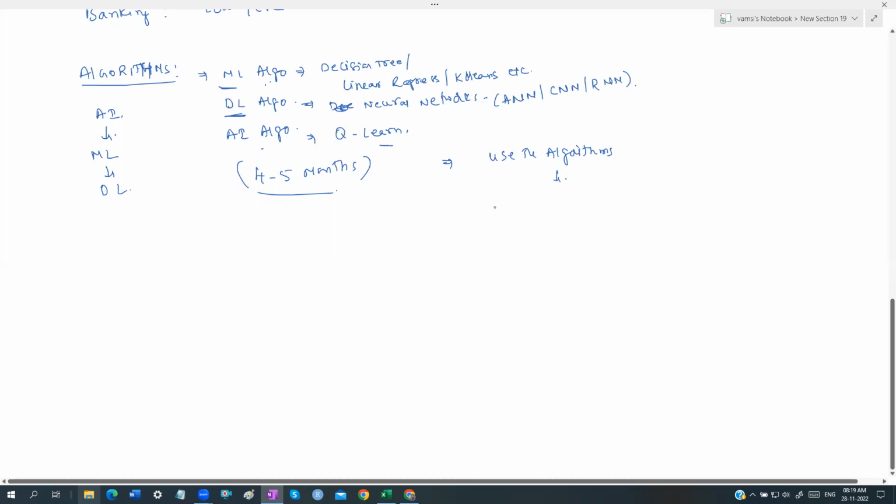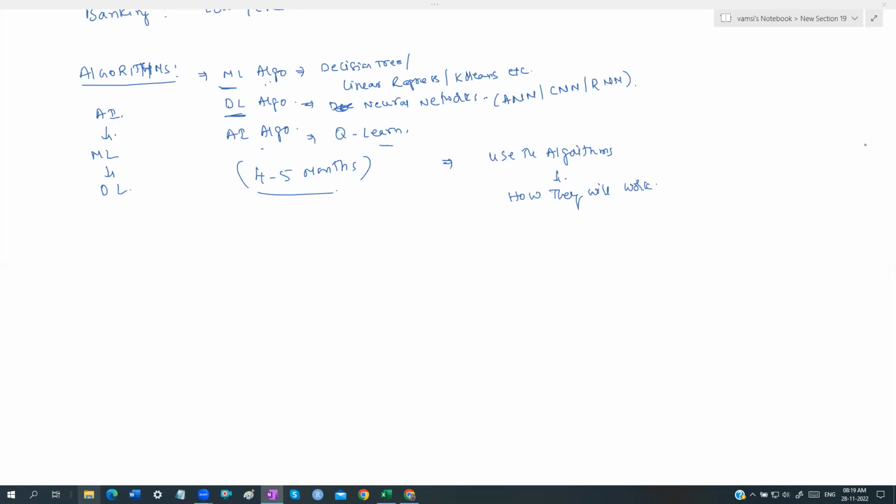What we have to study here is how they work, not how to use them. Hope you understood that. Usage is very easy. I can even make a 10th class student apply a machine learning algorithm. That much easy it is. We don't write any code, we don't write any logic for that. But we have to understand how it is working, because we have to control it.